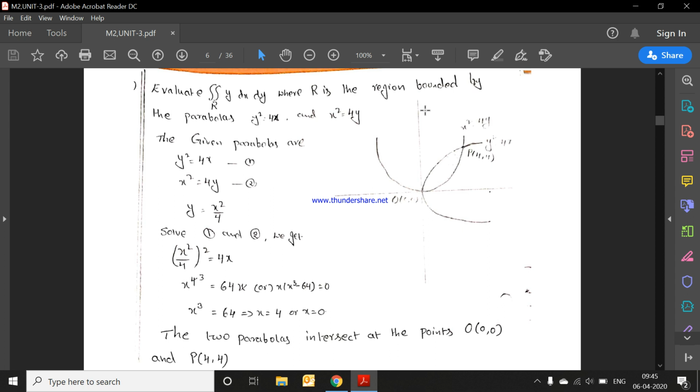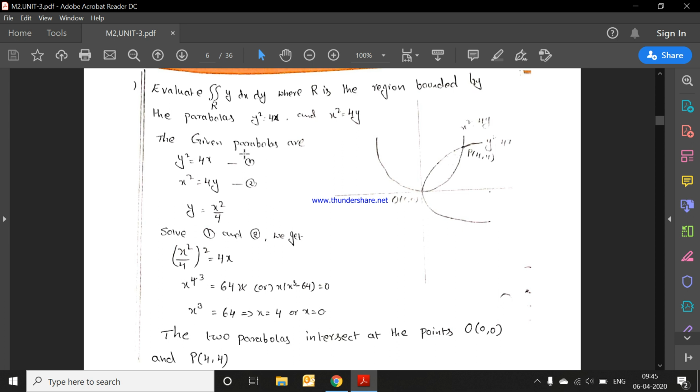First we have to draw the given region. So this is the x-axis, this is the y-axis, and y square is equal to 4x is a parabola symmetrical about the x-axis. Y square is equal to 4x. Next, x square is equal to 4y is also a parabola but symmetrical about the y-axis. X square is equal to 4y.